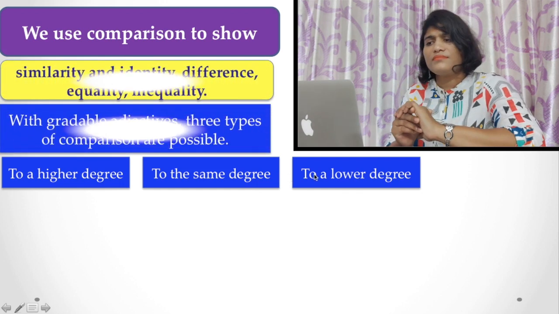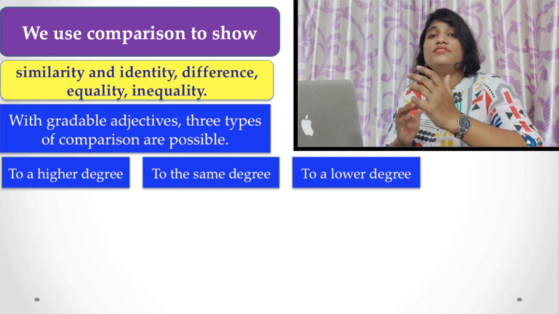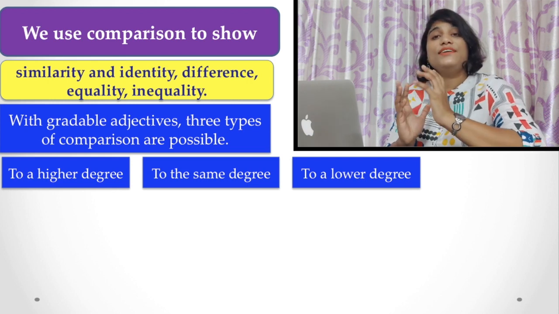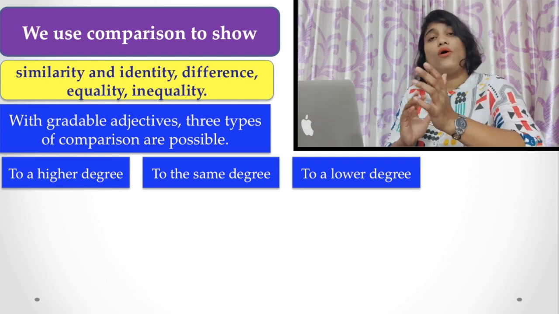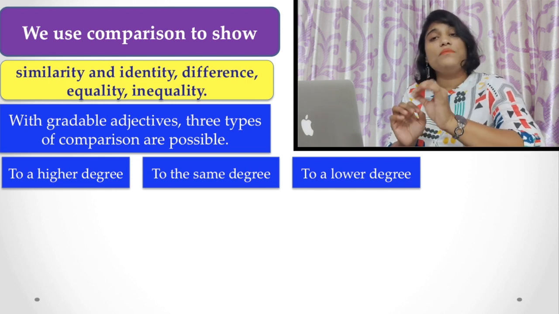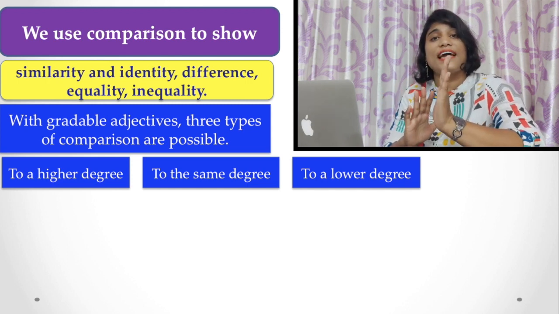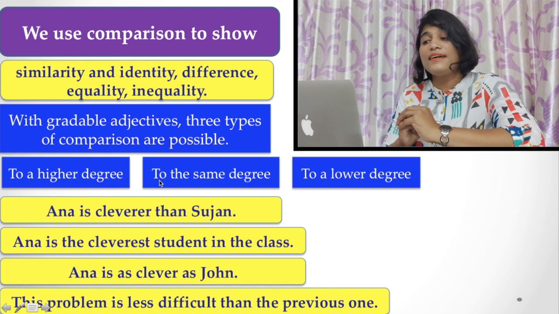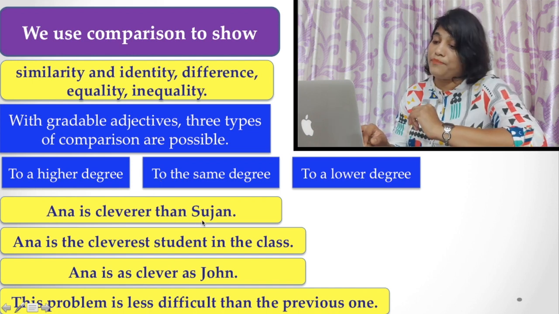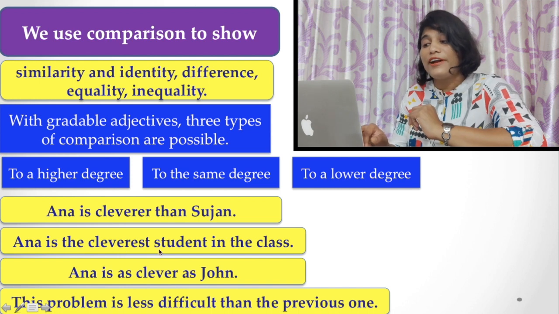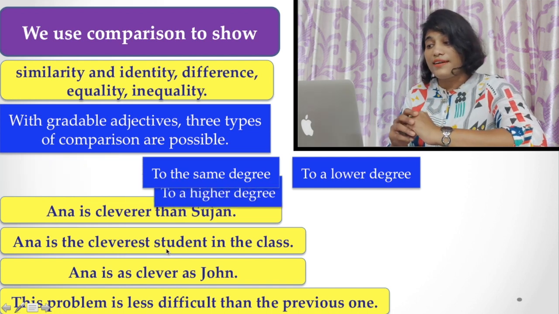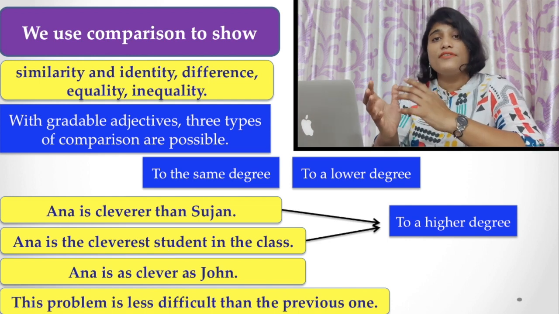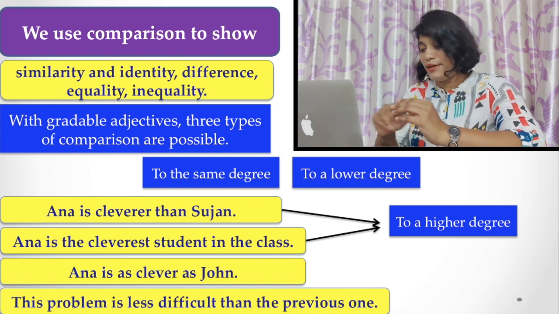Sometimes we use degree adjectives or comparisons to show similarity and identity, difference, or equality or inequality. With gradable adjectives, three types of comparison are possible. Let's see the example here. Anna is cleverer than Susan, and Anna is the cleverest student in the class. What do you see here? You find Anna and Susan, or the adjective clever, is compared to a higher degree.